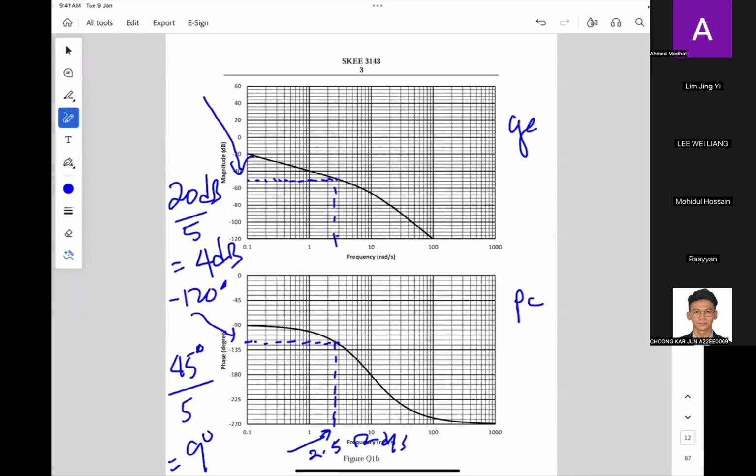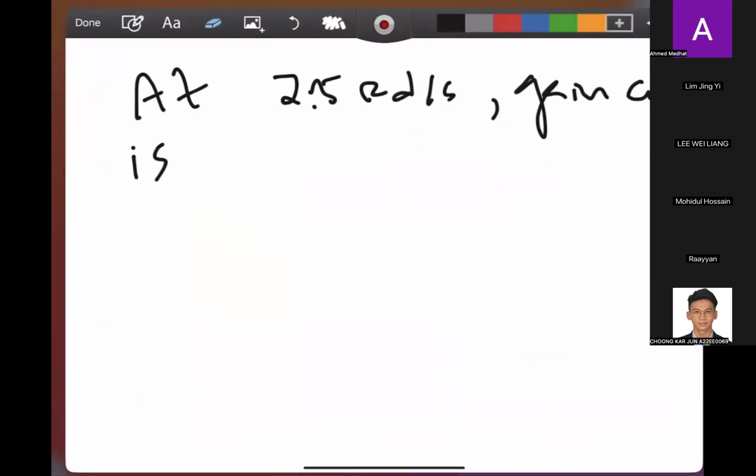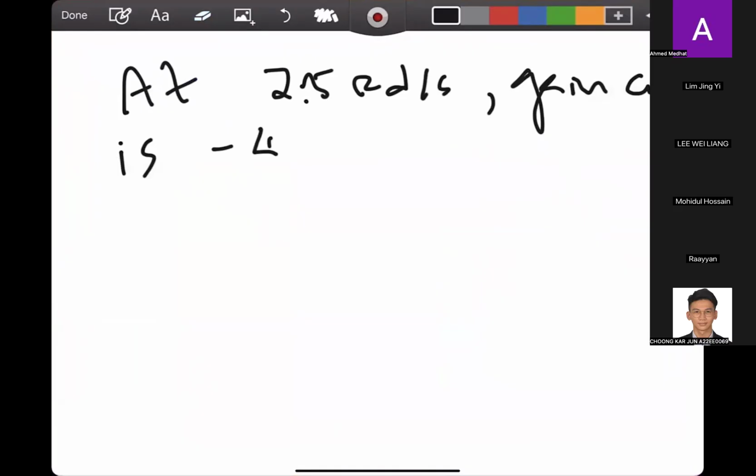Negative 48 dB. Negative 48 decibel. Thank you. So it is minus 48 dB. Okay.